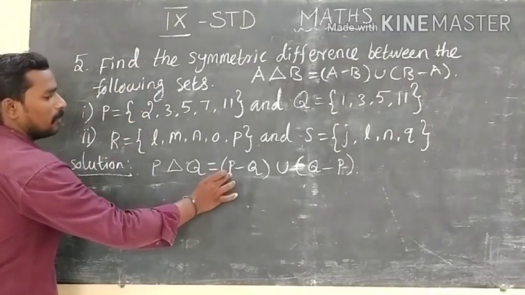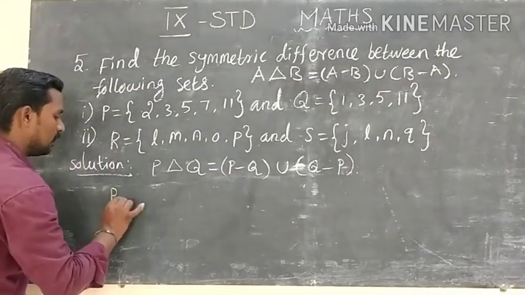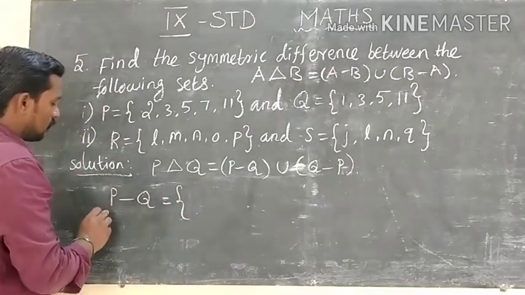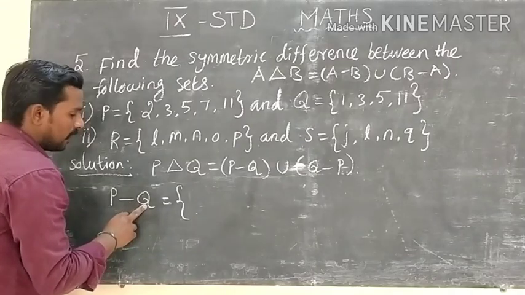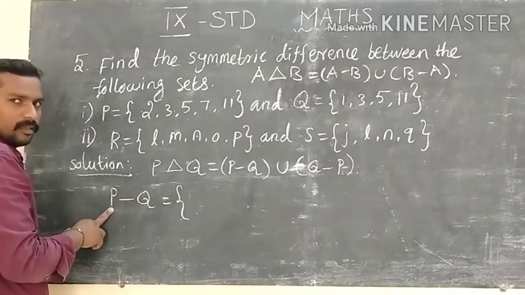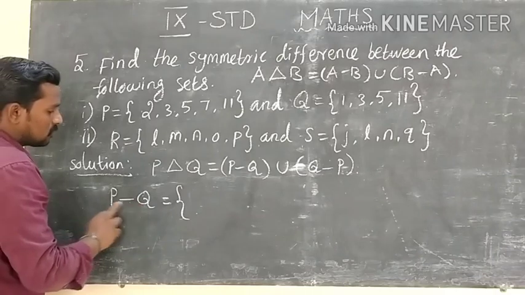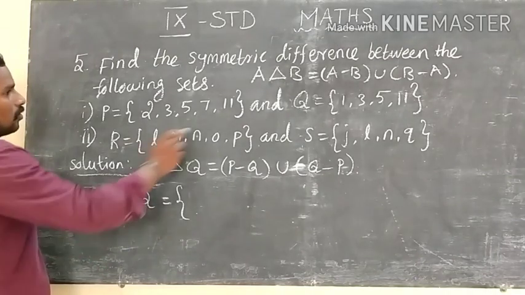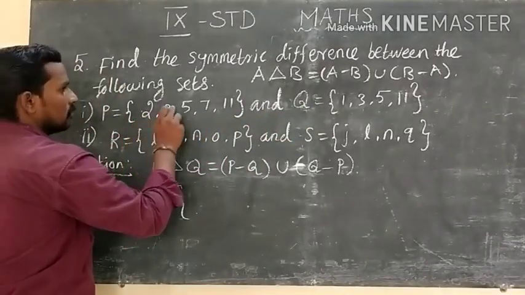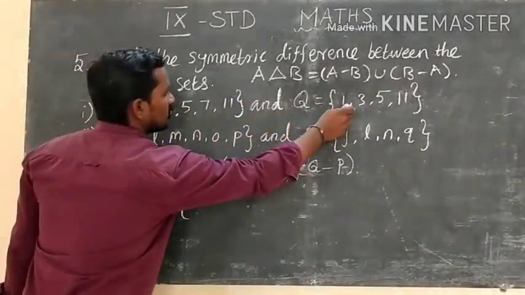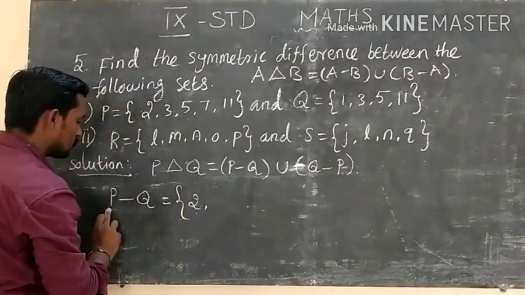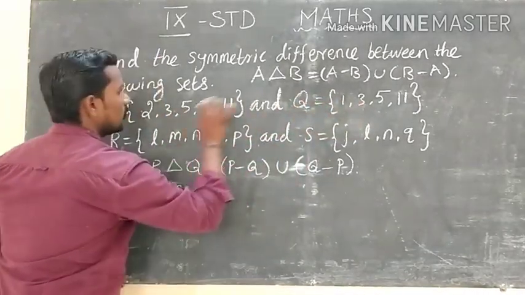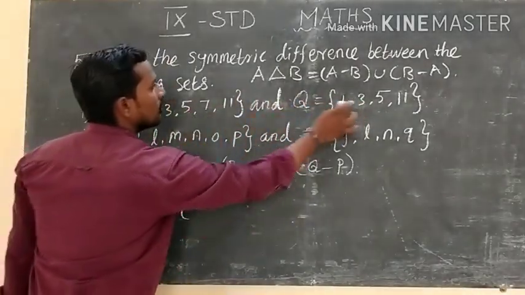First find P difference Q. How to find it? Omitting Q from P. P difference Q means omitting Q from P. So 2 does not appear in Q, thus it is fixed; we write P's elements only. 2. Then 3 appears in both sets. Then 5 appears.